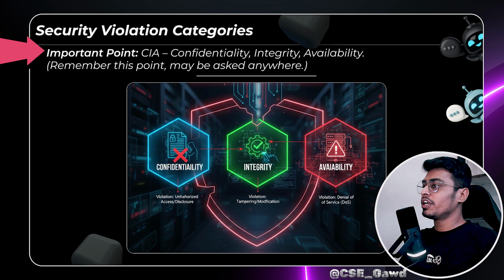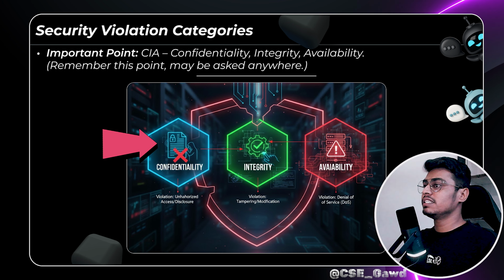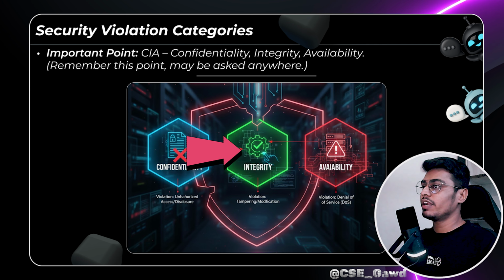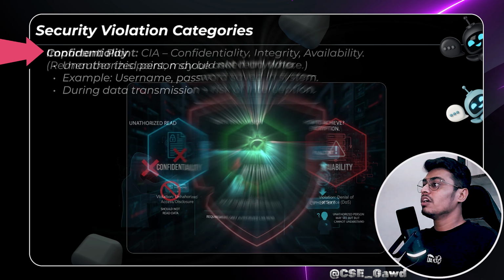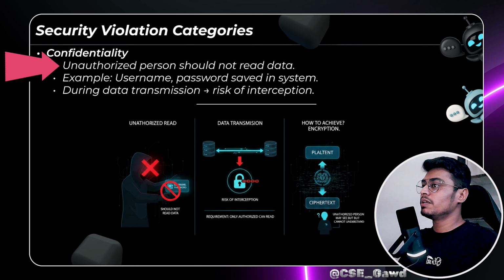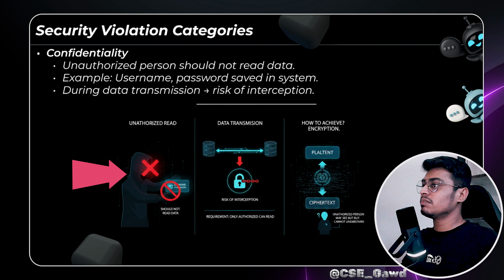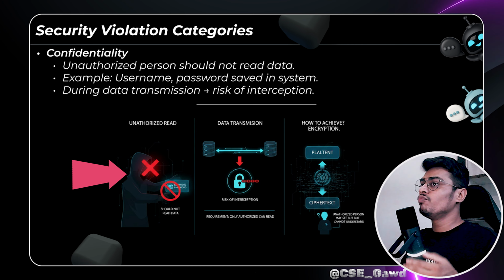So the most important topic here is CIA: confidentiality, integrity, availability. C stands for confidentiality, I for integrity, and A for availability. Confidentiality means that an unauthorized person should not be able to read our data. There is some data lying in our system, so the unauthorized person to whom we did not give permission cannot read my data.